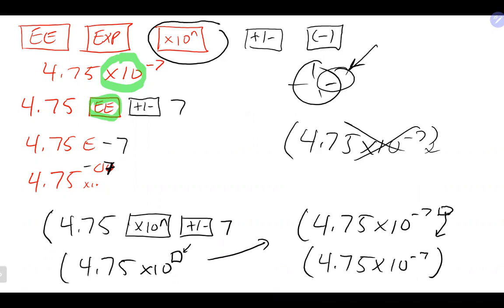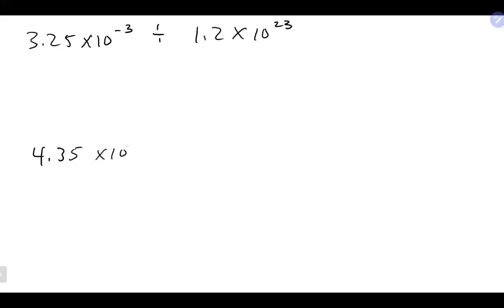But let's try a couple here to make sure. So let's do 3.25 times 10 to the minus 3, divided by 1.2 times 10 to the 23. And then let's do 4.35 times 10 to the minus 4 times 1.6 times 10 to the 19. All right, punch those in correctly using your exponent button. I'll do it as well since I just made it up. We'll hopefully both end up in the same spots.